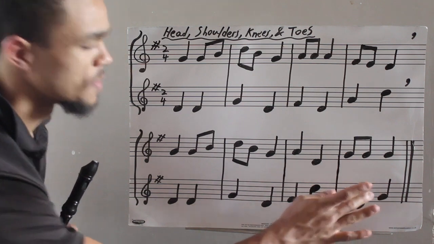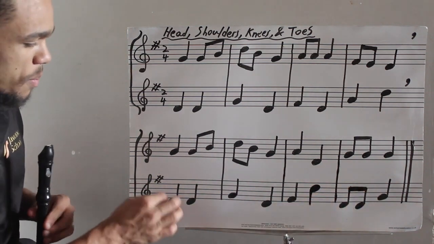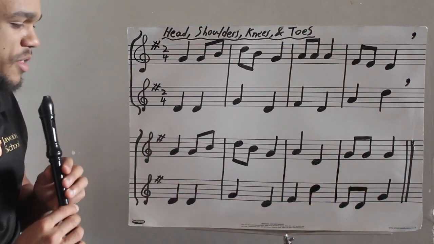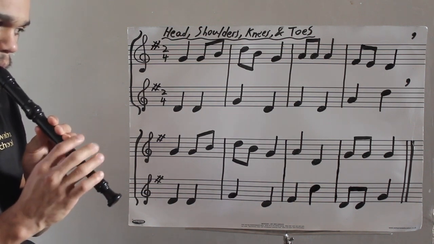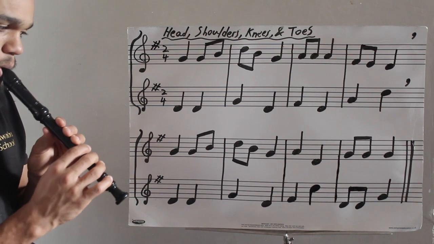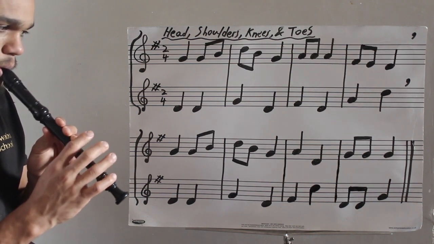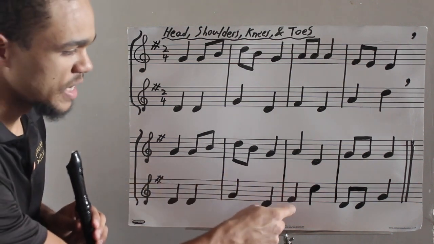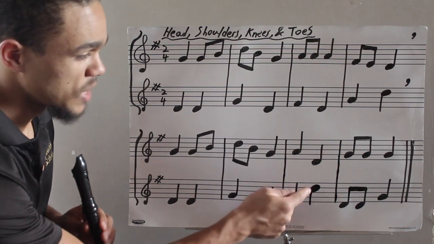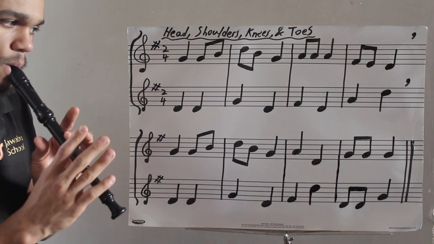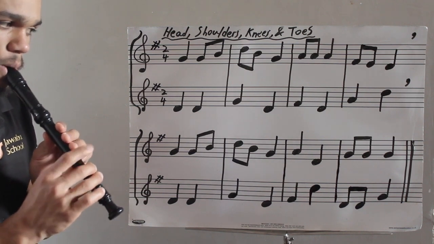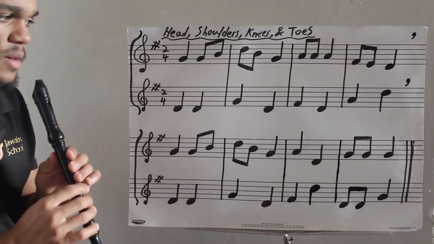D, D, G. So let's try and play bar number 5 and bar number 6. 3, go. Go. Let's take it to bar number 7. Big leap from F sharp to high D. Let's try it. 3, go. Again. Last time.